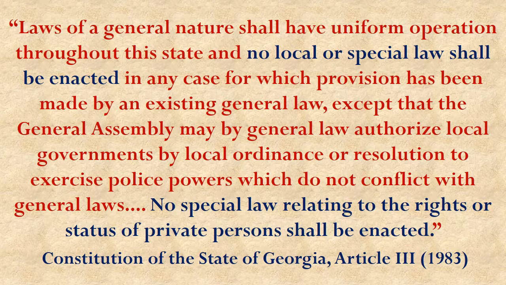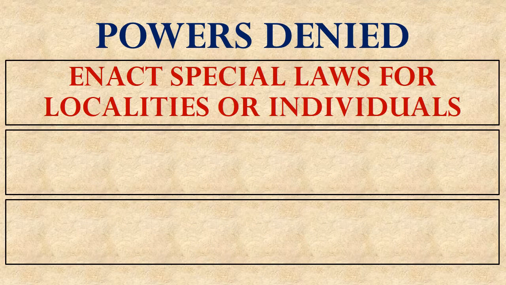The first of those is that it says that the state legislature cannot make local special laws or laws that relate to a specific private person. There's another part that I don't have in this slide where it talks about not making laws for specific populations in the state. So if we look at those together, they're just prevented from enacting special laws for any sort of group or locality or individual.